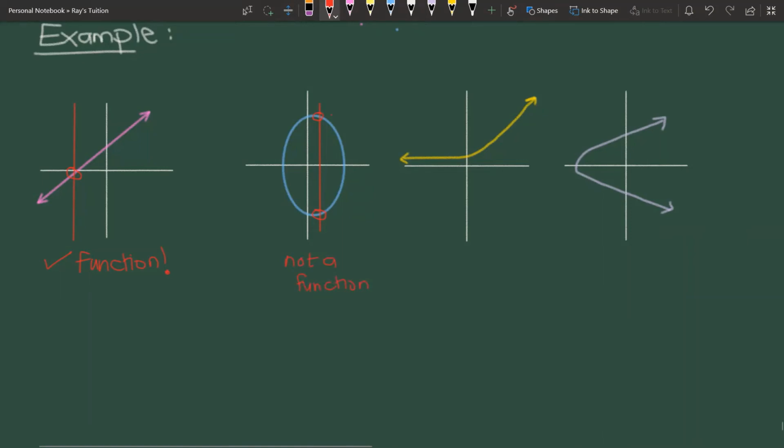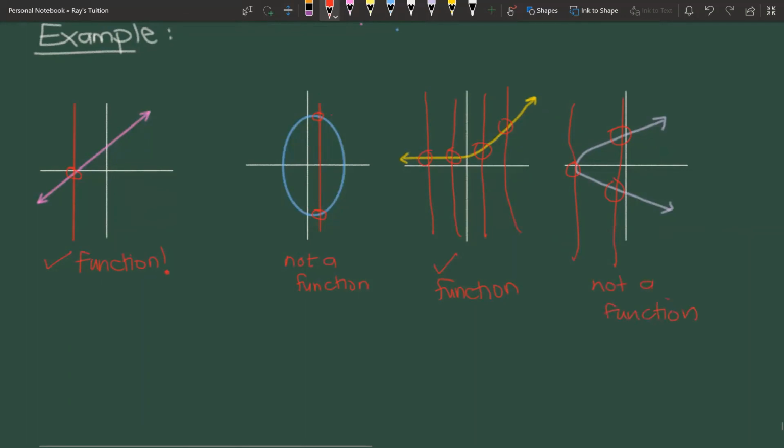For this one here, it's an exponential graph, and if we have a vertical line, we can go through the whole graph, and at any given point, it cuts once. So yes, this is a function. For the last one, we can see that at the beginning it cuts once, but later on there are places where it cuts 2 times, so this is not a function.